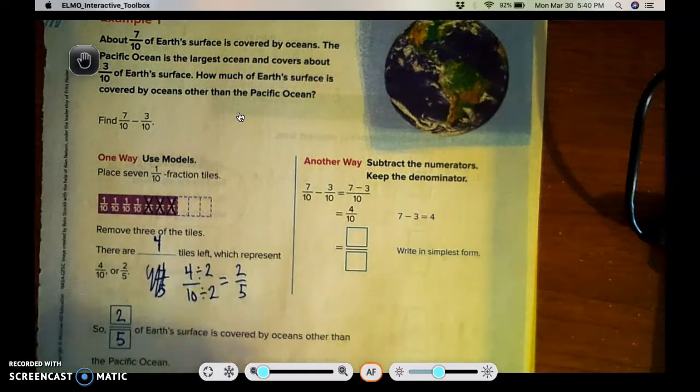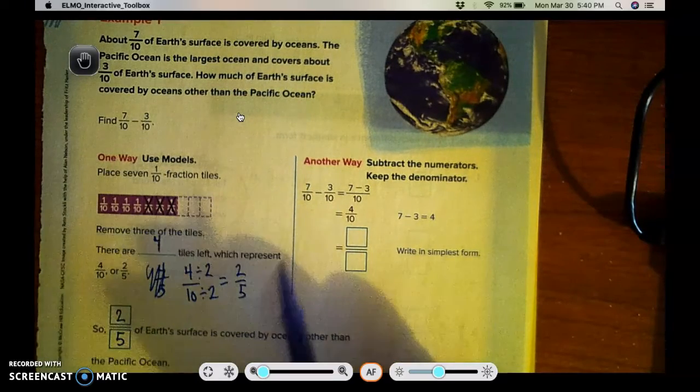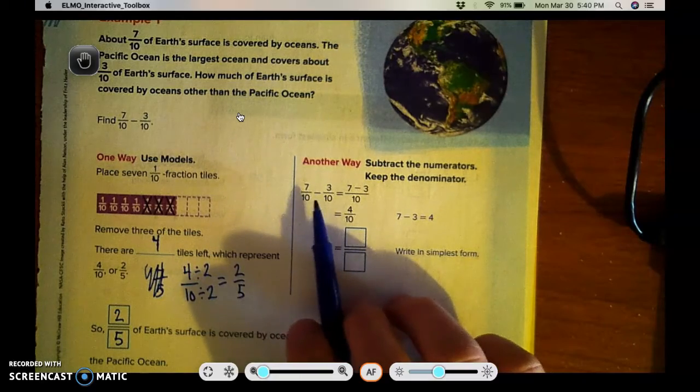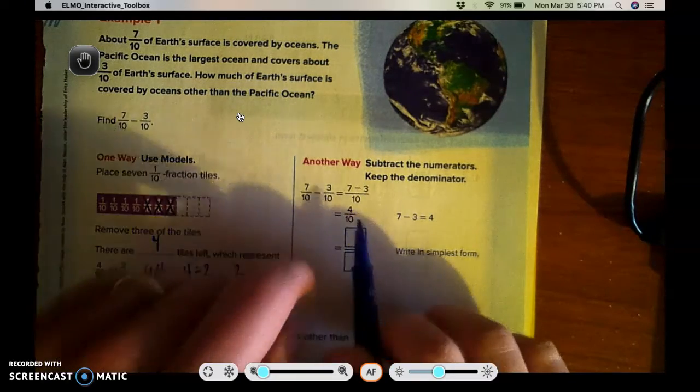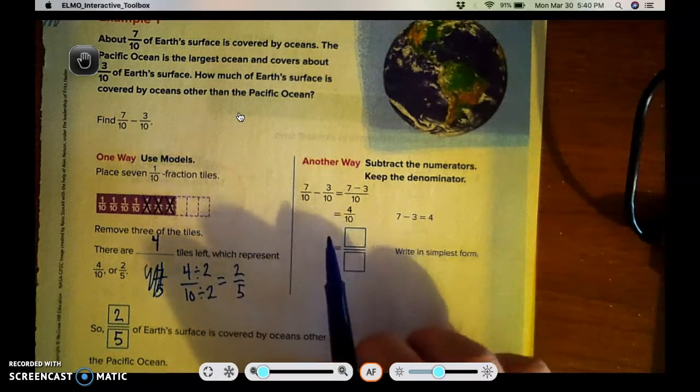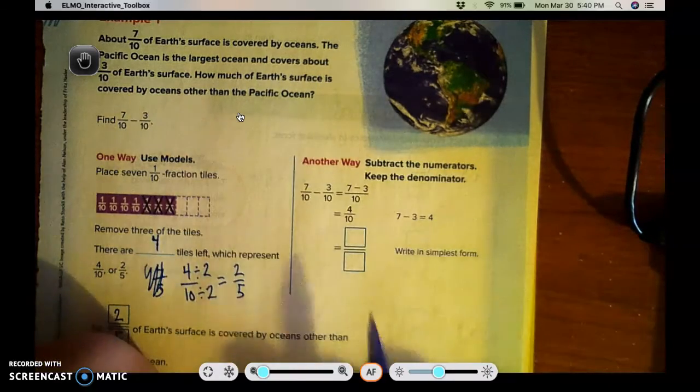The other way to do it, again, just like when we add fractions, when we subtract them, the denominator is going to stay the same. We're not going to take 10 minus 10 to give us 0. Right? We're going to keep the tenths. We're just going to take the numerator. 7 minus 3 is going to give us 4. 4/10 again.